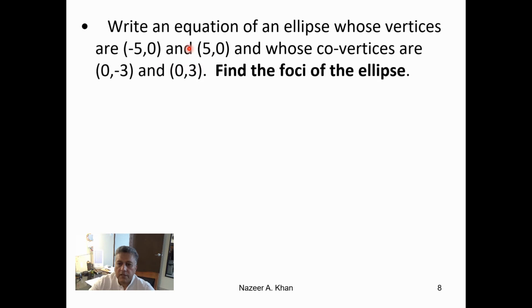So that means that the center is going to be at the origin. The center of this ellipse is going to be at the origin, because if I have the major vertices at minus 5 and plus 5, the center is at the origin, and whose co-vertices are 0 and minus 3. So if I go 0, this is on the y-axis, and minus 3, and 0 and plus 3. Find the foci of the ellipse.